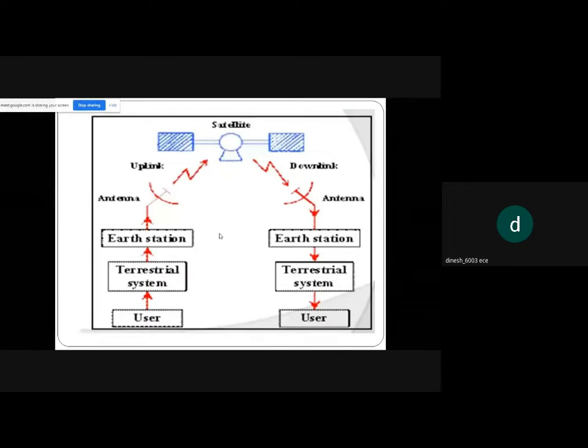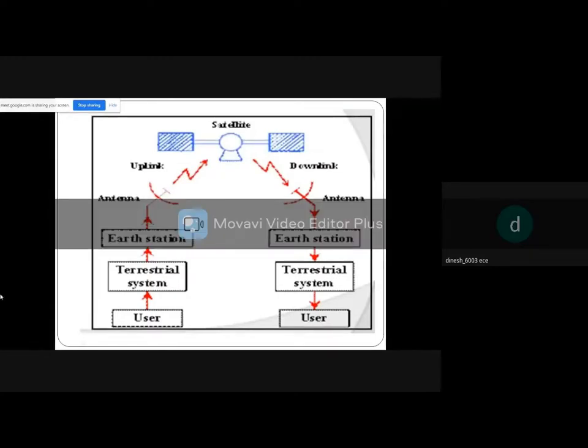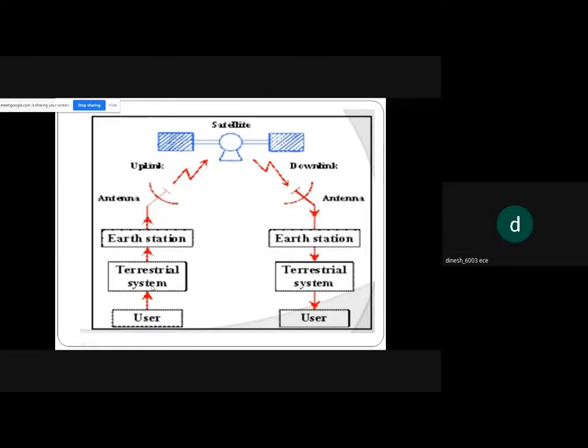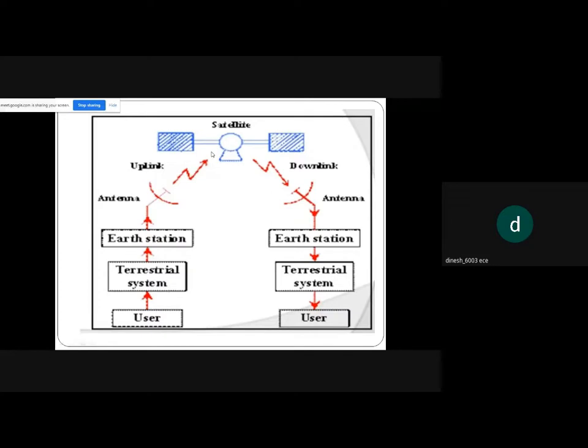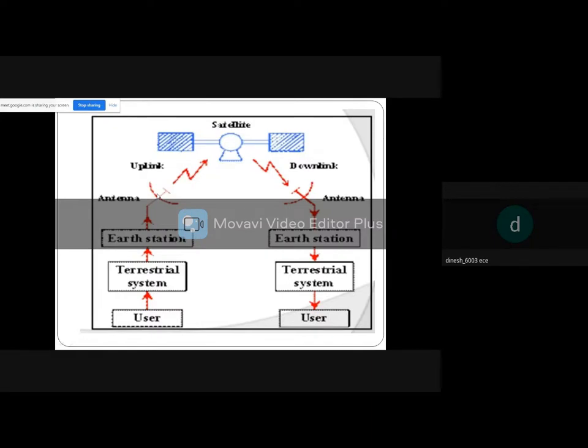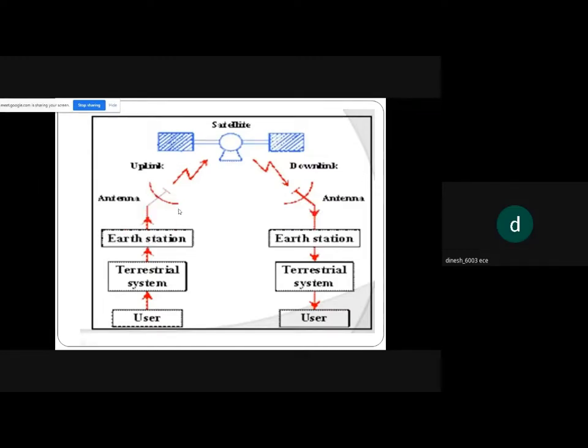This is the block diagram of satellite communication and how it works. We have a user, you can see at the left side. He sends some information to the terrestrial system. From the terrestrial system, by using some modulation technique, AM, FM, or whatever it might be, depending upon the format, the terrestrial system will convert it and give it to the Earth station. The Earth station will transmit through a transmitting antenna to space. In space, it reaches the satellite, which I have drawn at the top. The frequency at which the signals are transmitted from the Earth station to the satellite is called the uplink frequency.